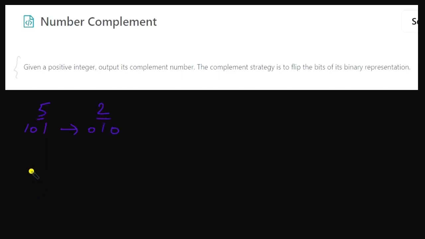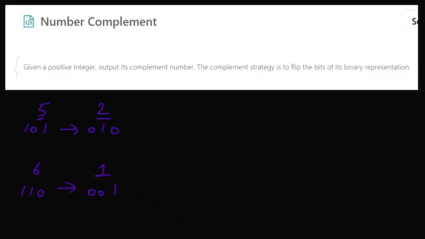Let's take one more example, 6. Then the binary representation of this will be 1, 1, 0. If I flip all its bits, it will become 0, 0, 1, and in decimal form it will be 1.